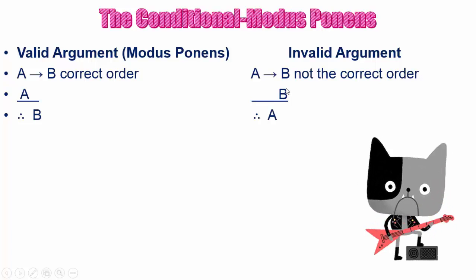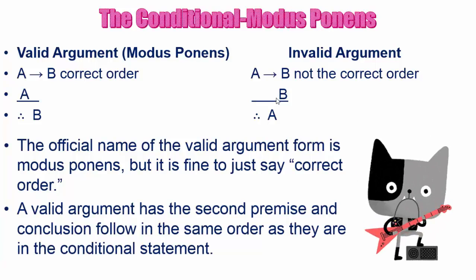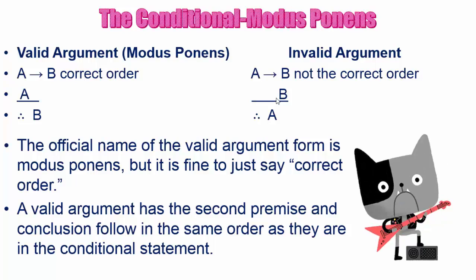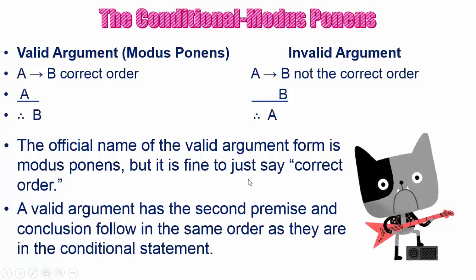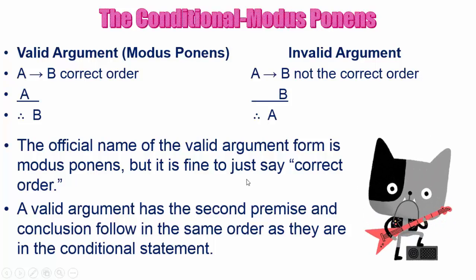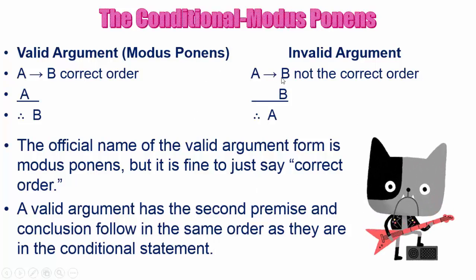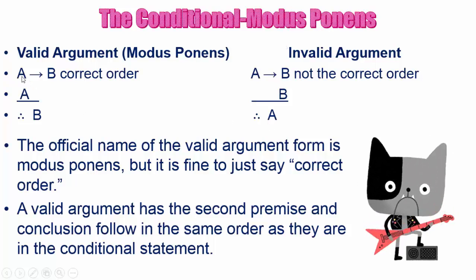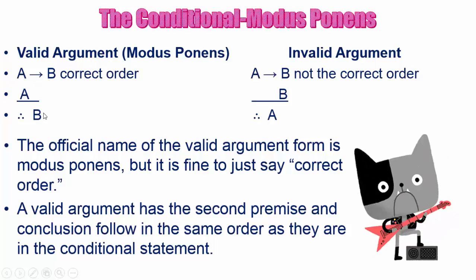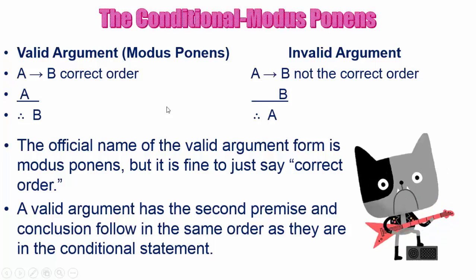So as mentioned, the official name for a valid argument is modus ponens. That just says the correct order. A valid argument has the second premise and conclusion that follow the same order as they are in the conditional statement. So we have A to B, and then B to A. That's invalid. And in a valid argument, we have A, B, A, B. There's a reversal here that is not good, and here we have A, B, that is good.